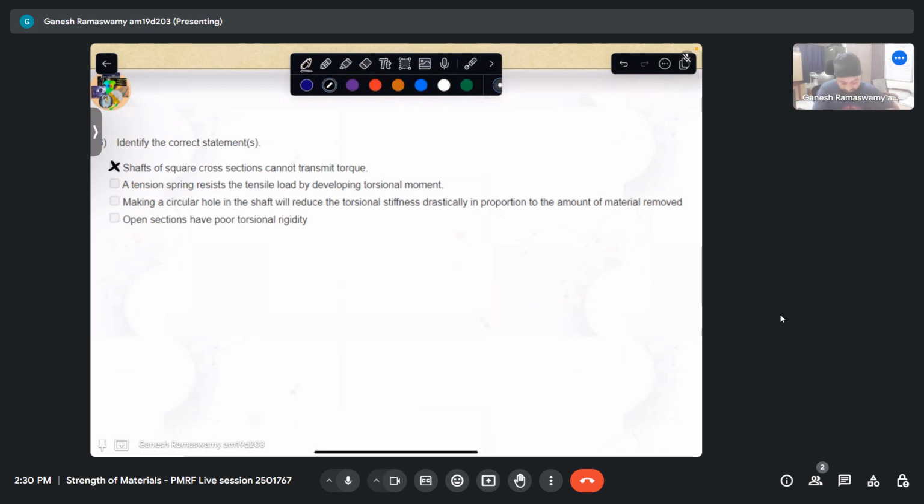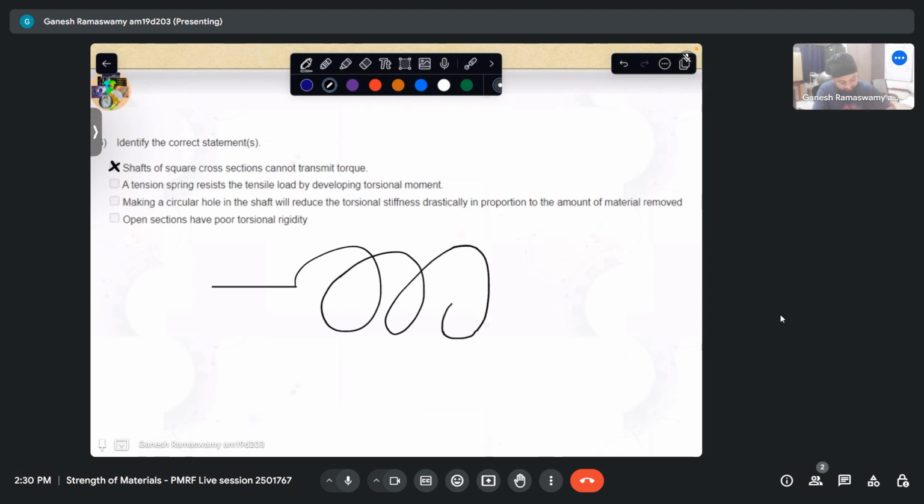A tension spring resists a tensile load by developing a torsional moment. So a tension spring, if I were to draw one, just for the sake of our discussion, I'm drawing it like that. So this will be a smooth transition. If I were to cut this at any section, we will see that it actually transmits the load by twisting. So this is correct.